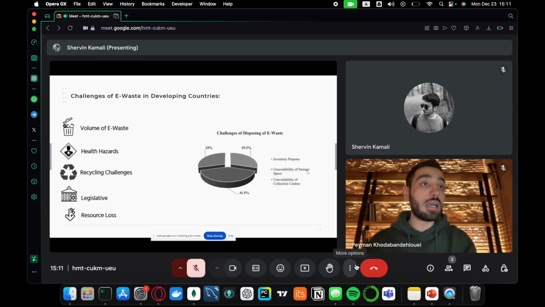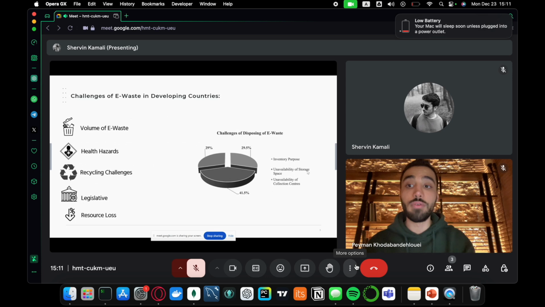So let's start with the challenges. First challenge is volume of e-waste. As I mentioned before, the adoption rate of electronical devices and technology is increasing day by day, and the volume is also increasing. So this is the main challenge. And the second one is health hazards, because the toxic materials in electronical devices can cause neurological problems or even cancer in human beings. So this is a very serious challenge.